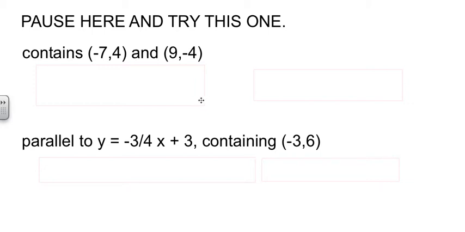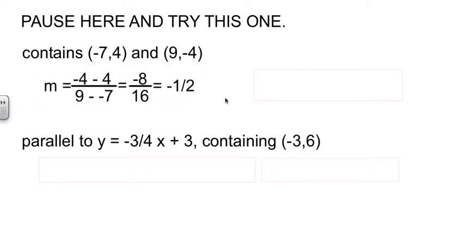Hopefully you calculated your slope first, and you found out by plugging into the slope formula that the slope is -1/2. And then we'll plug into the point slope, y minus -4, so y plus 4 equals the slope -1/2 times x minus 9. We could also have y minus 4 equals -1/2 times x plus 7. That would also be correct.